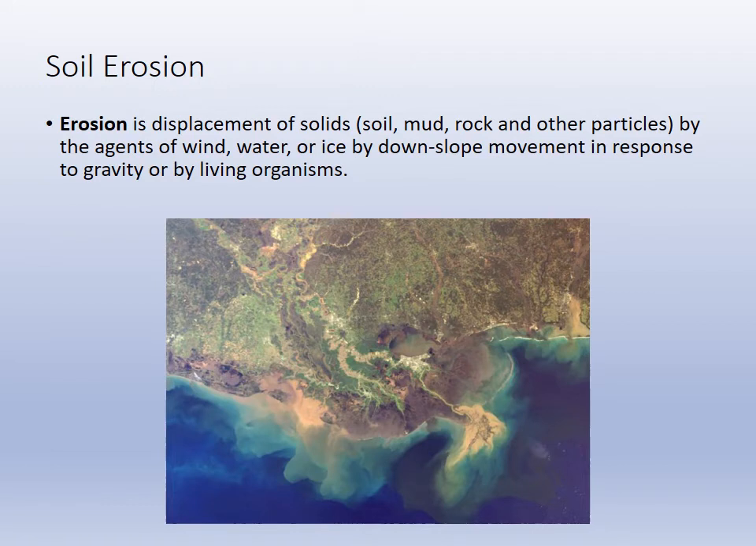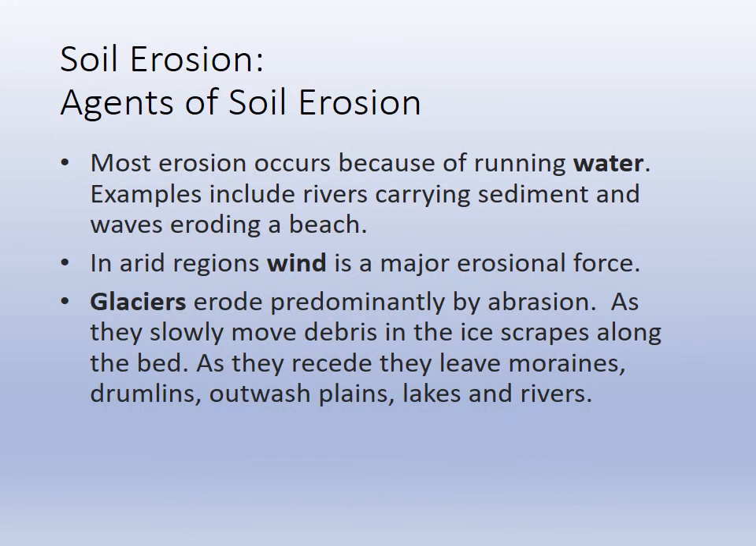So erosion is the movement of soil solids, generally downslope. The agents are wind, water, or ice. Running water is the most common worldwide. In arid regions, winds play a big role. And then glaciers play a big role as well in the colder regions.